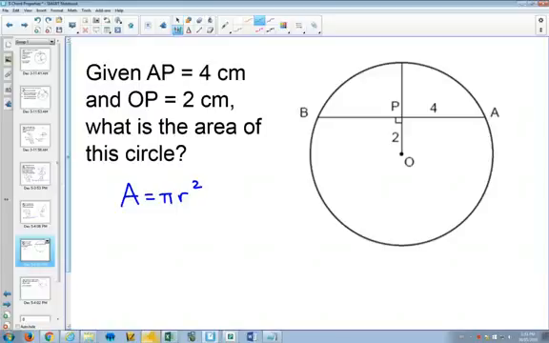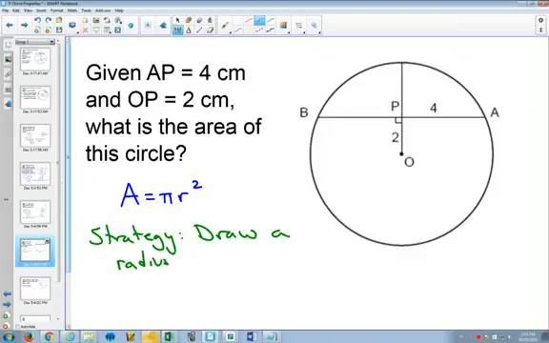In the last 3 examples, we've seen the following strategy happen over and over and over again. We need to draw a radius to make a right-angled triangle.